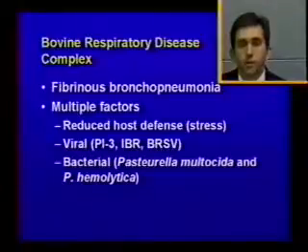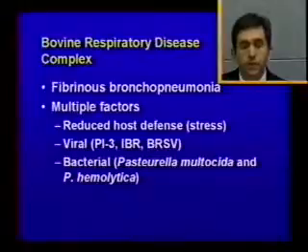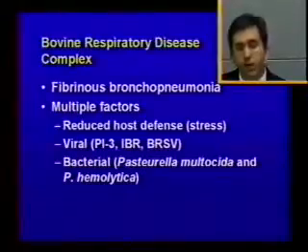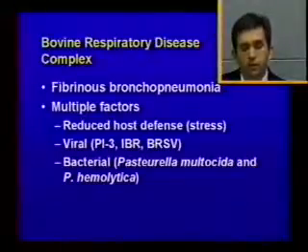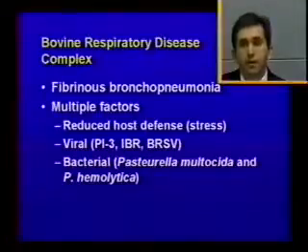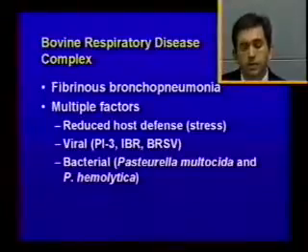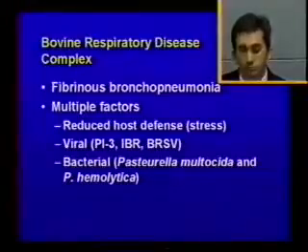Then, after these viruses have established an infection, they make the lung more prone to bacterial infection. The two agents that we're most concerned about are Pasteurella multocida and Pasteurella hemolytica. And I'll add that Pasteurella hemolytica has very recently been renamed, and now it's known as Mannheimia hemolytica. So on an exam, you should be prepared to see either of these names, either Mannheimia hemolytica or Pasteurella hemolytica.